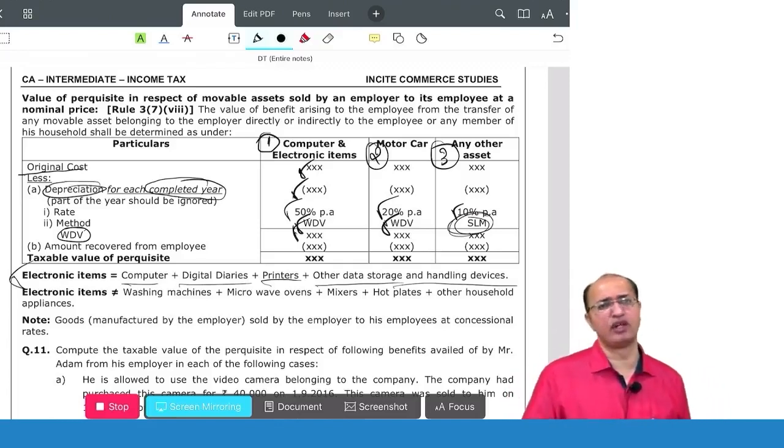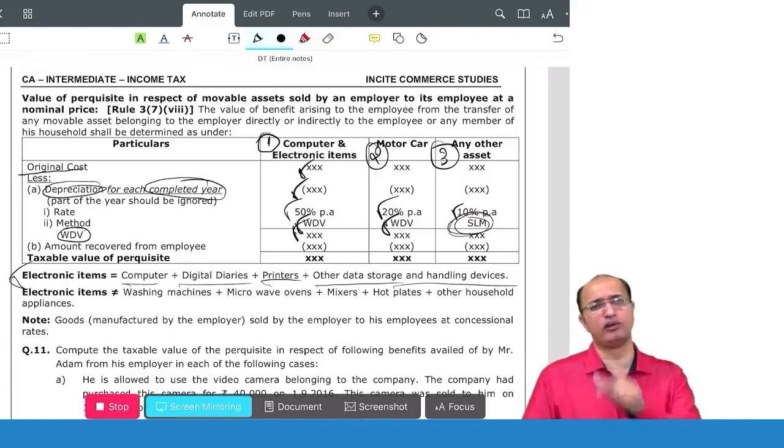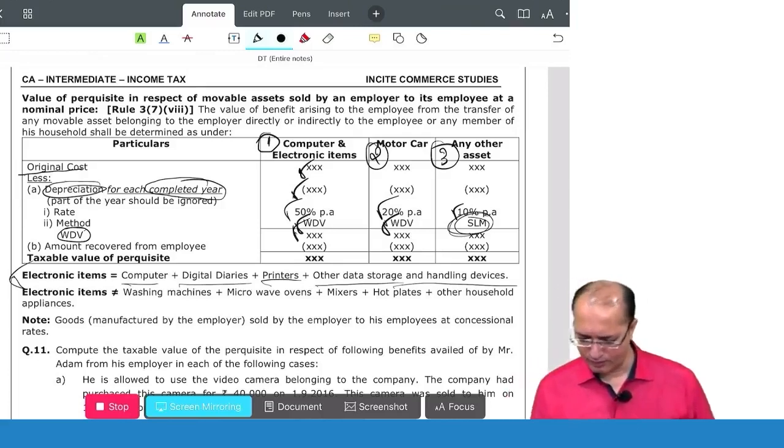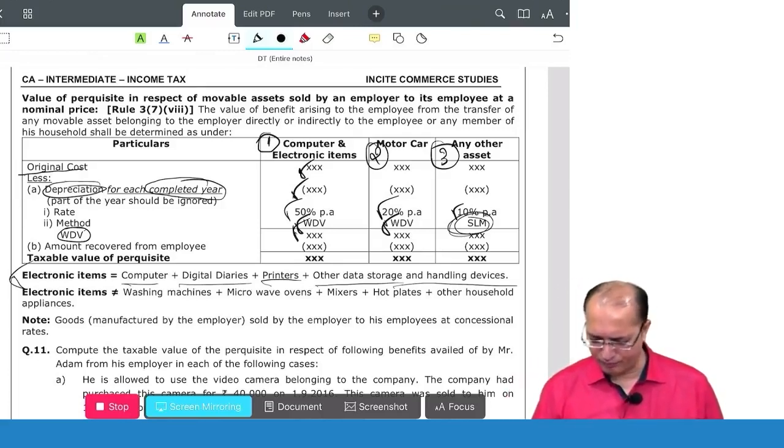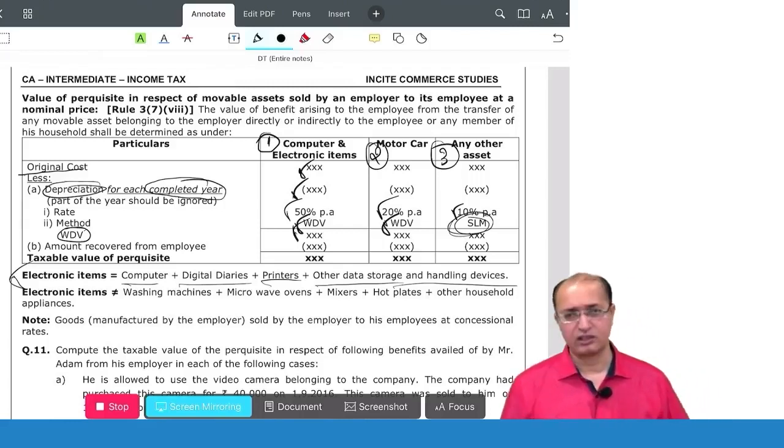An asset having a WDV of 1 lakh is sold by the employer to you at 20,000. What is your benefit? 80,000 is your benefit. So this 80,000 should be added to your salary, considering it as perquisites.